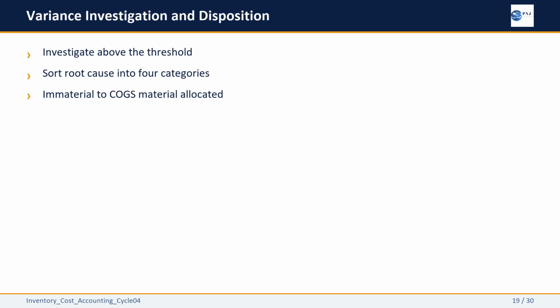Not every variance deserves investigation, so companies set thresholds, often 5 to 10% of the standard element. Above threshold, you sort the cause into 4 buckets: measurement error, an outdated standard, random variation, or a real operating inefficiency. Reports go to the responsible manager, procurement for price, production for usage and efficiency. At period end, immaterial variances close entirely to COGS, while material ones are allocated across ending inventory and COGS, so the balance sheet reflects actual cost, not just standard.